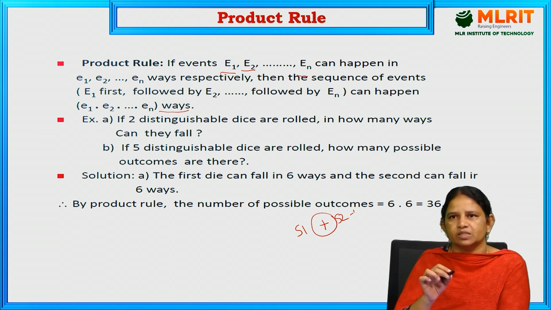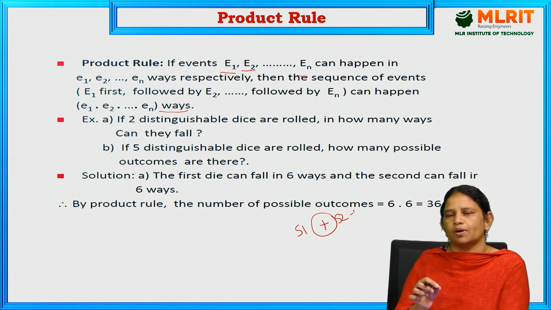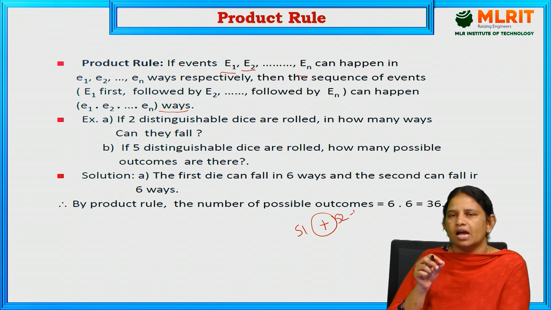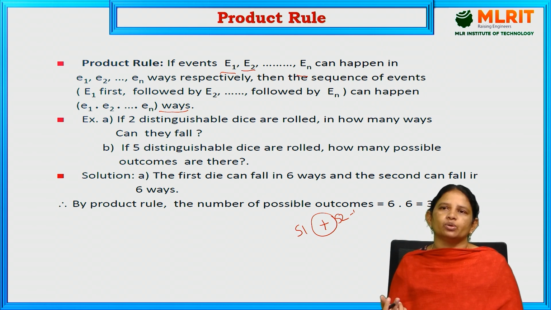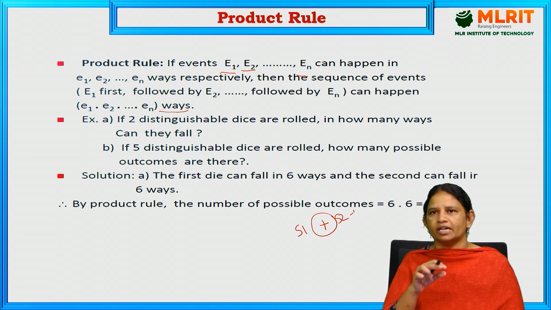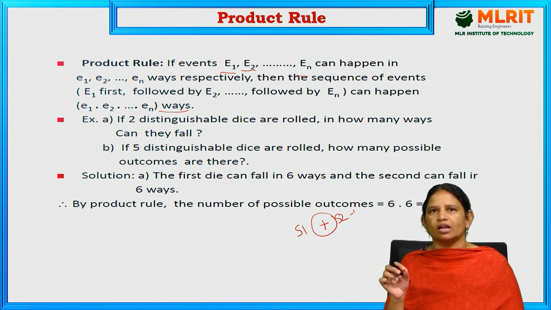What is the difference between sum rule and product rule? In the case of the sum rule, we just add all those events and sum them up to get how many ways we can get the particular event. But in the case of the product rule, we have to multiply, because E1 happens in E1 ways, E2 in E2 ways, E3 in E3 ways. So according to the product rule, we multiply all of them and get the final value of how many ways the particular event happens.